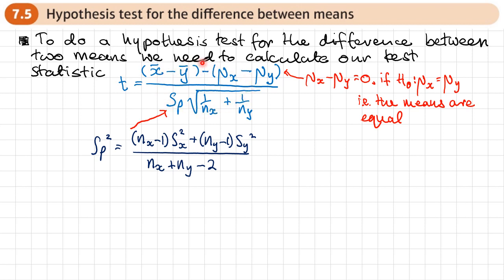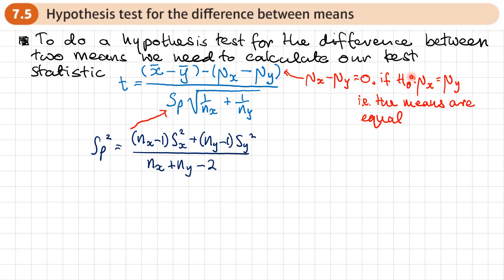This is the calculation that we need to do here. So this part here is going to be the pooled standard deviation. So it's going to be the square root of this calculation, which we did in the previous section. And if our H0 is that the means are equal to one another, then this part is going to be 0. So remember, the population means themselves are not known.